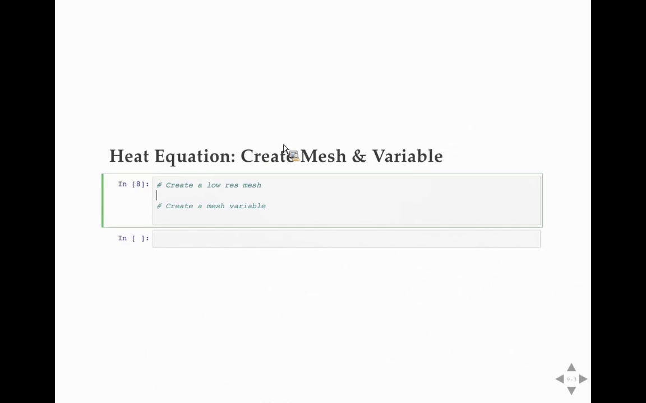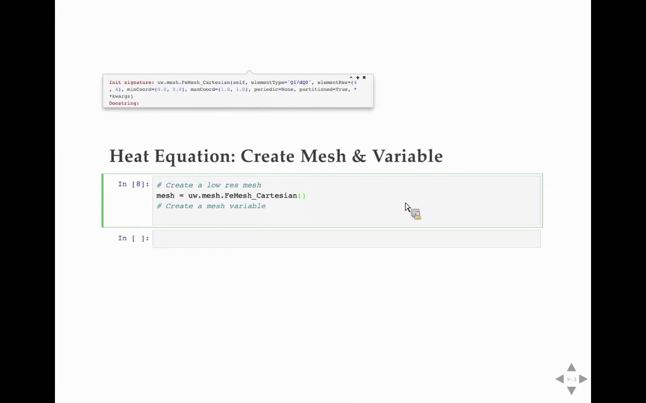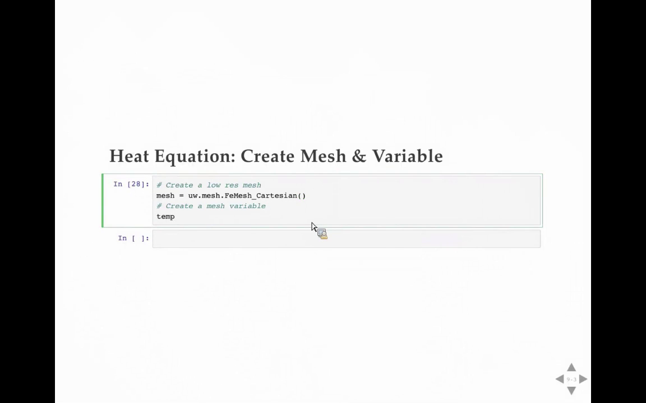So once again, let's create our mesh. Let's stick with just the standard options there. They should be fine actually. And now let's just grab our temperature. Mesh variable. Okay, pass in the mesh. It's a temperature field, so it's just a scalar.